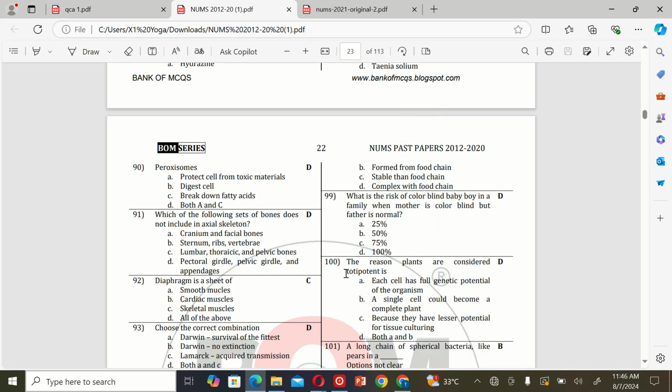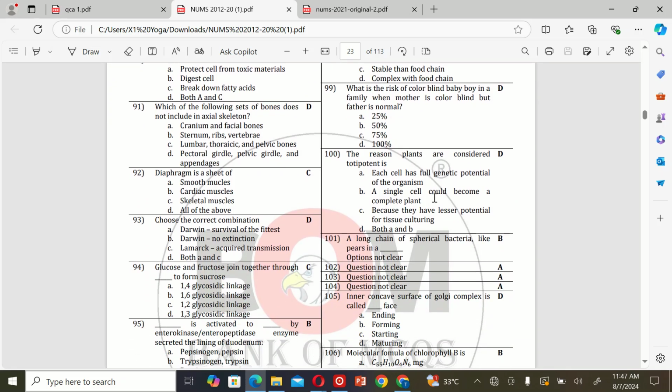The next MCQ is, the reason plants are considered totipotent is A. Each cell has full genetic potential of the organism. B. A single cell could become a complete plant. C. Because they have lesser potential for tissue culturing, and D. Both A and B. So the correct option is D.